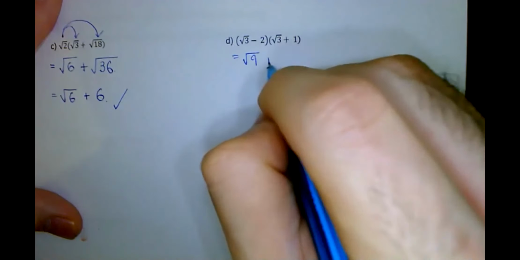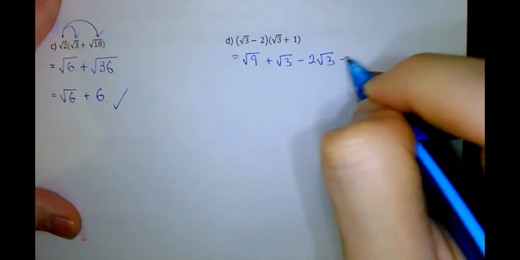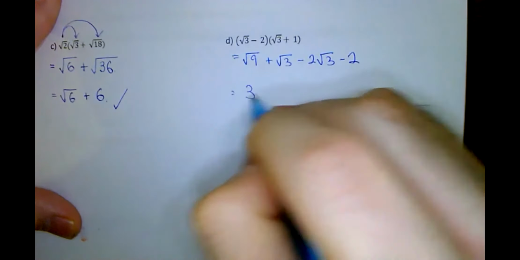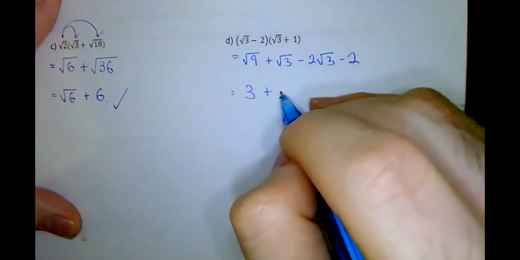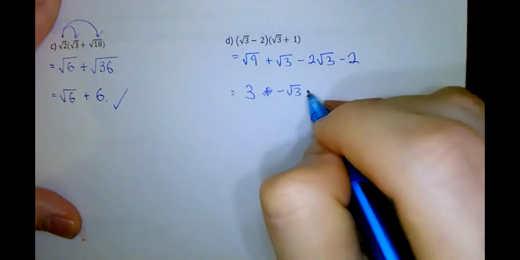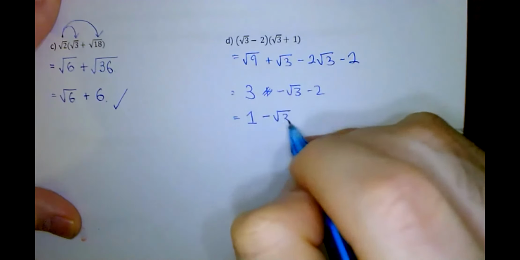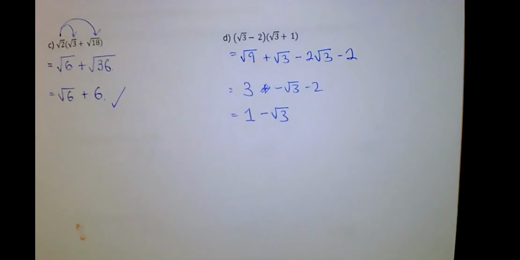Square root of 9 plus root 3 minus 2 root 3 minus 2. That's a 3. Negative root 3 minus 2. There it is.